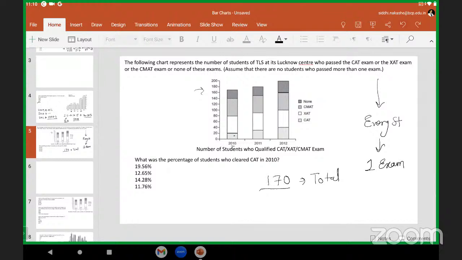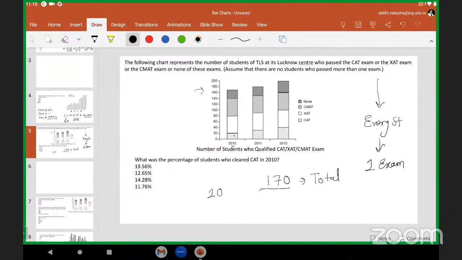Okay, so that is around 20. So what percentage? That is for finding out percentage, 20 out of 170 into 100. We can calculate this again: 2000 divided by 17. 17 1 is 17. Again 30. So again 11, because 17 1 is 17 again, and it will be repeated. So the only value closer to 11 is 11.76. So this is your first question.